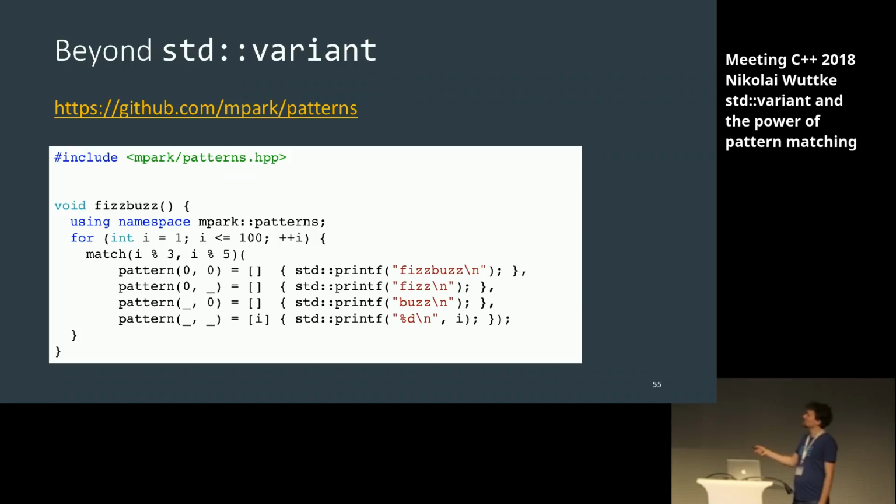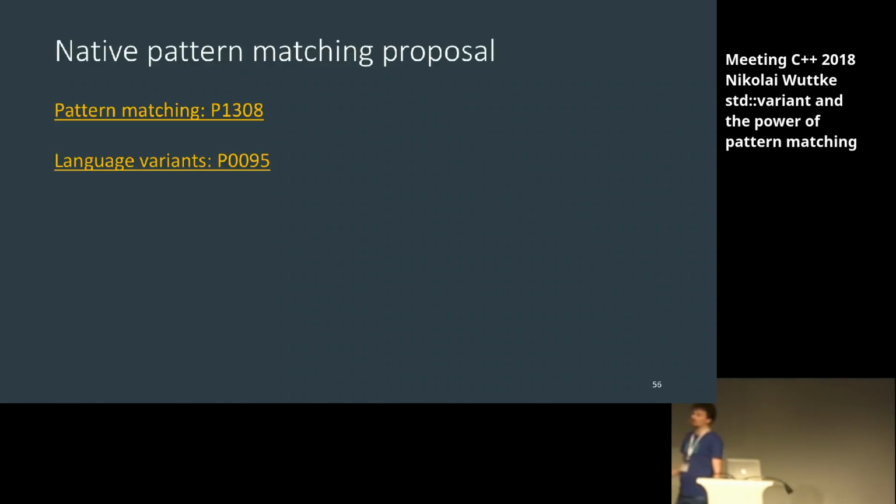That's what we have today, but people are already looking into writing generalized pattern matching libraries. There's, for example, this one, again from Michael Park, where you can say match and then you specify patterns. And yeah, this is how you might implement FizzBuzz using this approach. And I think Bjarne himself also worked on some pattern matching library. And then, even more exciting, there are also 2 proposals currently going on about adding native pattern matching and a native variant to C++ as language features.